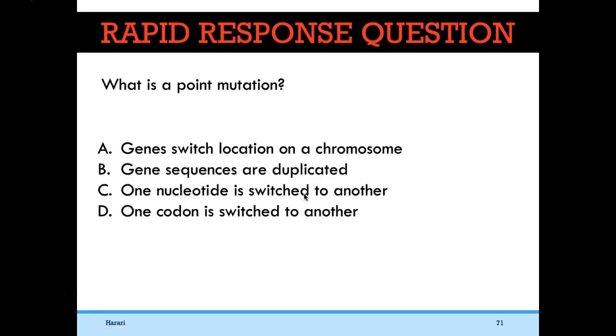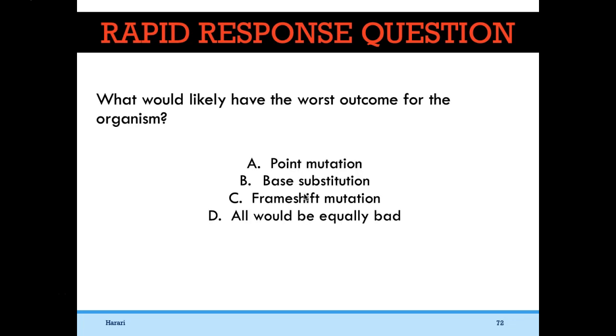So pause here and tell me what a point mutation is. And the answer is C. What would likely have the worst outcome for an organism? Pause here. And the answer is a frameshift mutation, C.